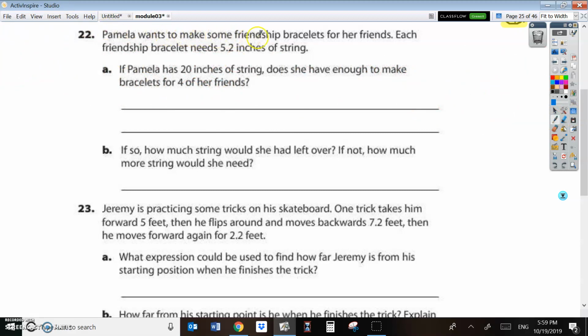Pamela wants to make some friendship bracelets for her friends. Each friendship bracelet needs 5.2 inches of string. If Pamela has 20 inches of string, does she have enough to make bracelets for 4 of her friends? So let's think about this. 4 times 5 is 20. 4 times 0.2 is going to be more than 20. So no, she doesn't have enough.